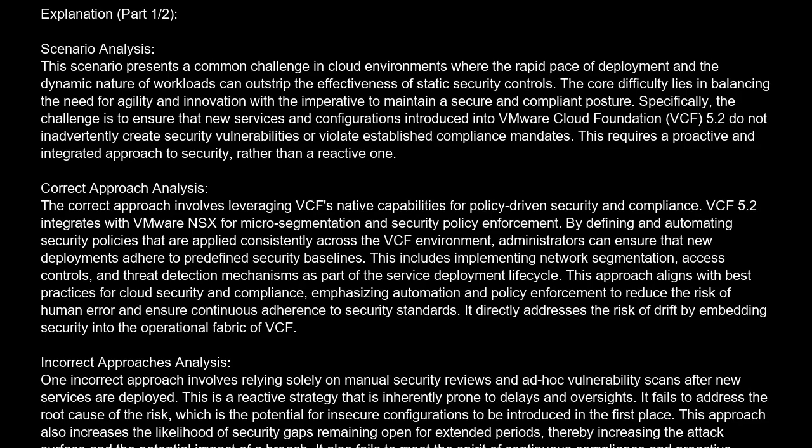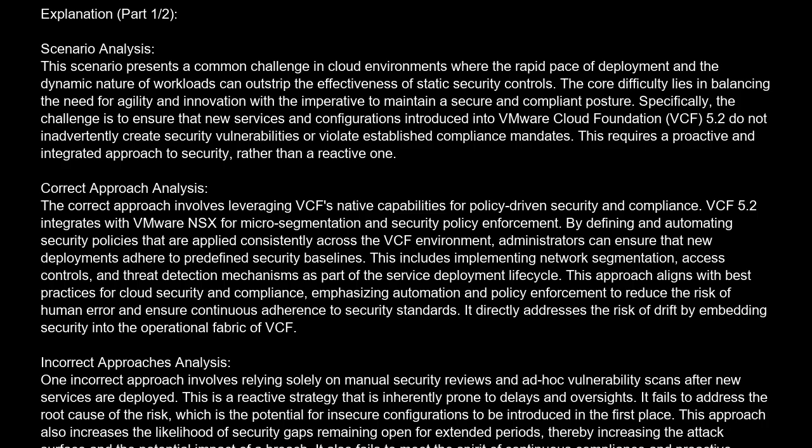The correct answer is D. Implementing automated security policy enforcement and microsegmentation through VMware NSX, integrated with VCF's declarative configuration model, to define and apply security controls as part of the service deployment workflow.